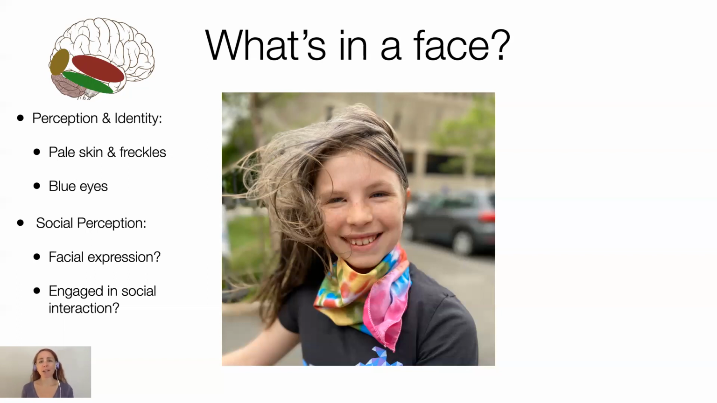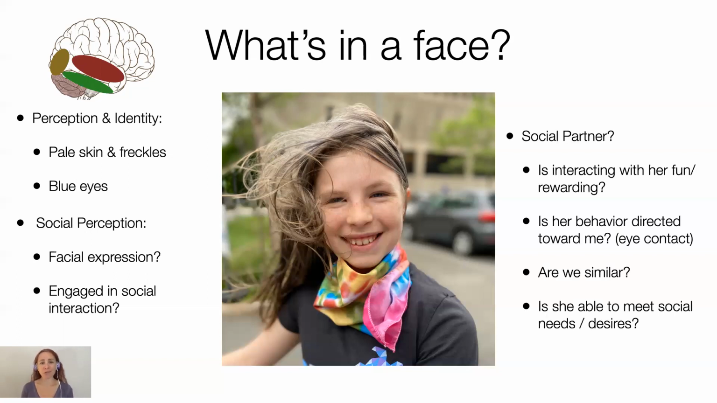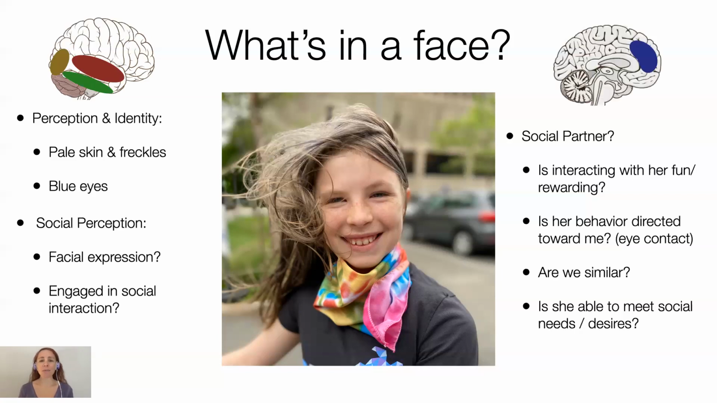if this is someone you want to engage with. Would interacting with her be enjoyable? Is she looking at me? And does she share a desire to engage socially? What would we talk about? If you know her, you might know she likes Avenger movies, math, and is in the 6th grade. Information that can help you decide which topics to discuss and what kind of social partner she might be. These kinds of functions are thought to be supported by the medial prefrontal cortex.